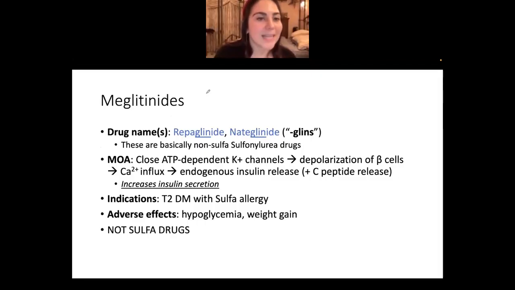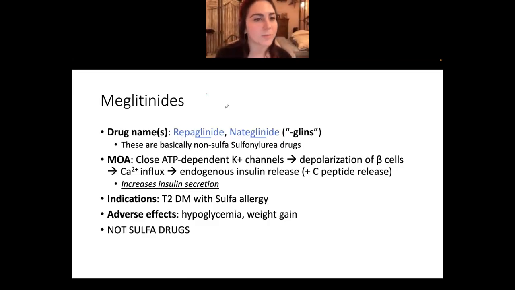All right, your meglitinides, these are your glins. So repaglinide, nateglinide. I almost put them together because sulfonylureas and meglitinides are basically the same thing. Your meglitinides are sulfonylureas without being sulfa drugs. So everything on this slide is exactly the same as the last slide. It's just that these don't have the sulfa that people are allergic to in them.